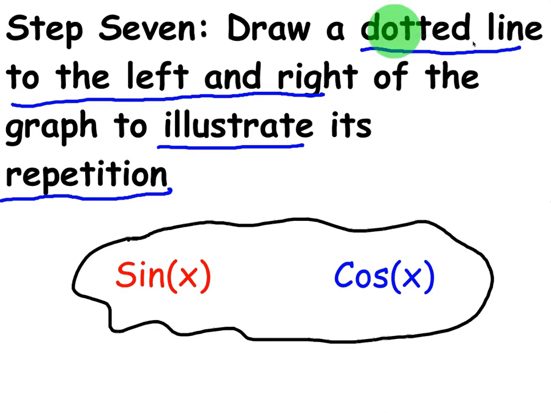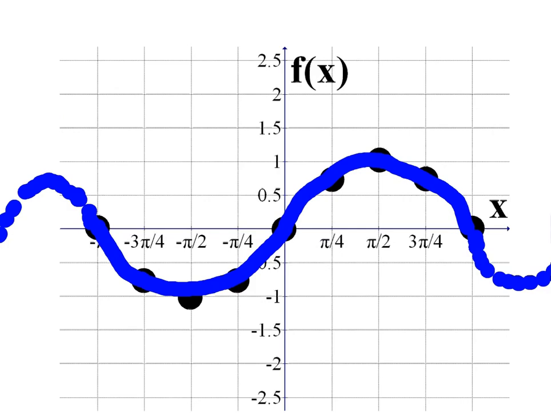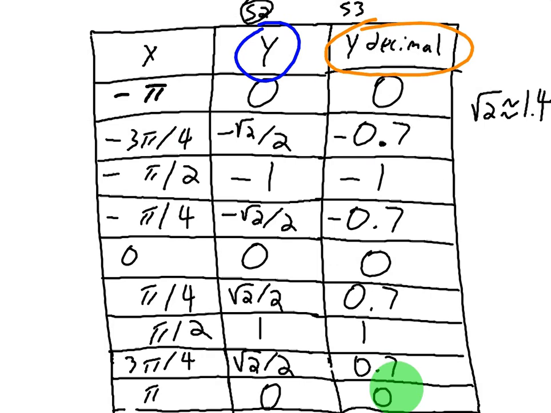Step 7, draw a dotted line to the left and right of the graph to illustrate its repetition. So the reality is sine and cosine wave. So when I draw my dotted line, I'm going to indicate that it's going to wave up and down like this. And yes, this is it, folks. This is our graph. This is our sketch. The only way we can really graph any function is to use points. And because we're using these same x values for every trig function, we can easily compare what each of them looks like and what their graph behavior looks like.